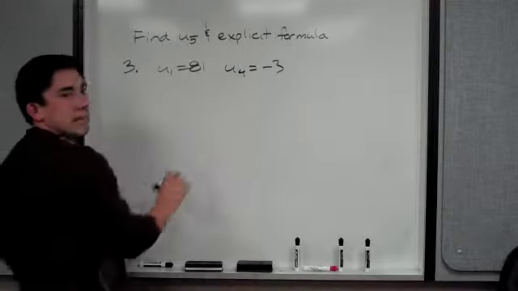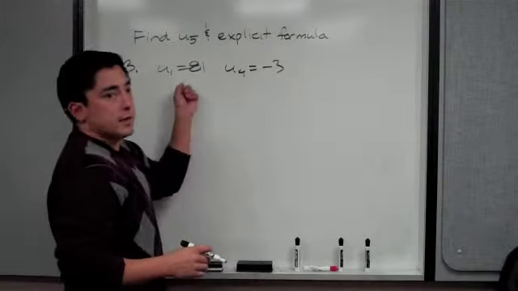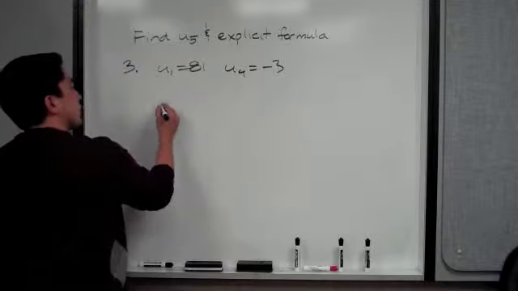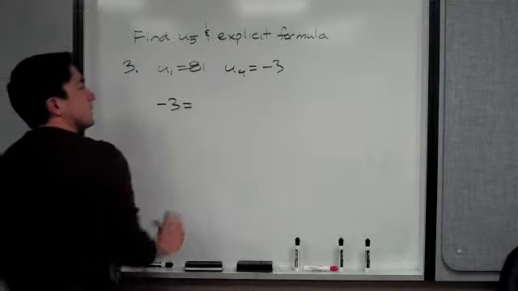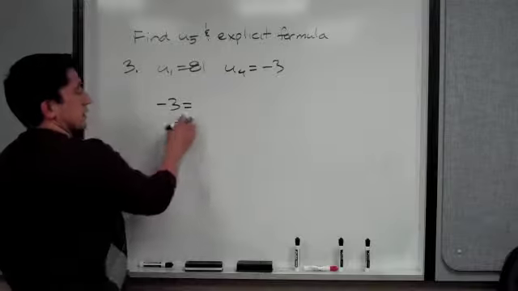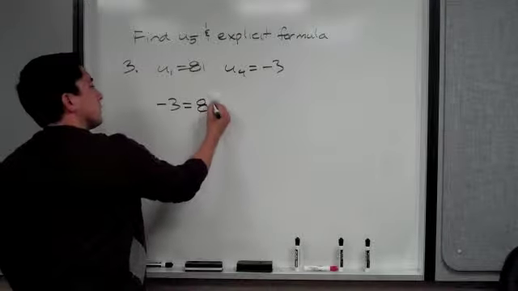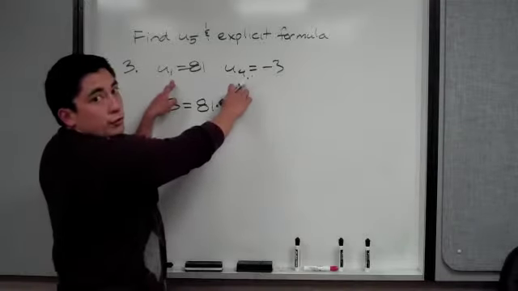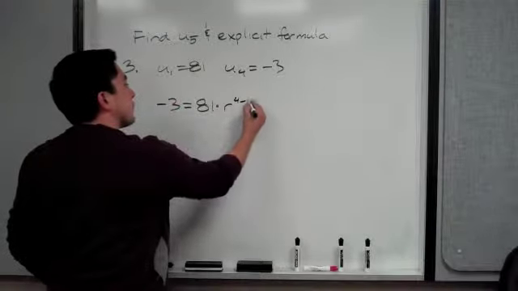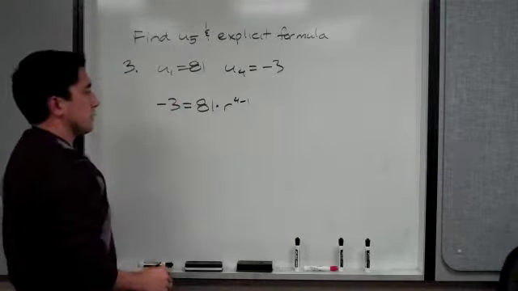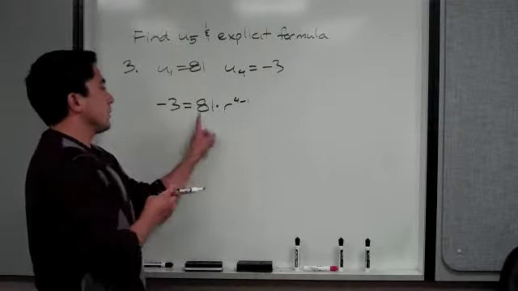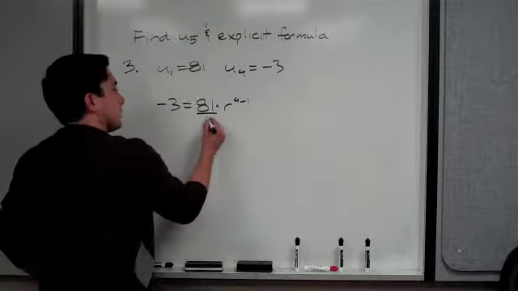So we can't just do one term divided by the other because these are 3 terms away from each other. So we have to use the other formula. Negative 3 is equal to, so u sub n is equal to u sub 1 times r to the n minus 1. So 1 to 4, there's 4 terms, so do 4 minus 1. Okay? Now again, we need to get r by itself to figure this out. So we're going to get the 81 out of there by dividing.